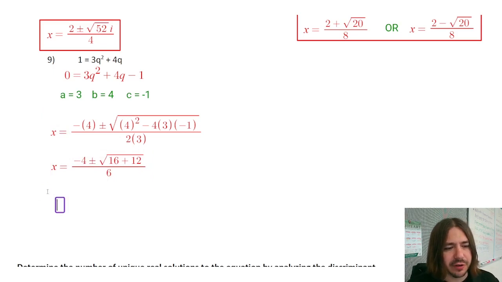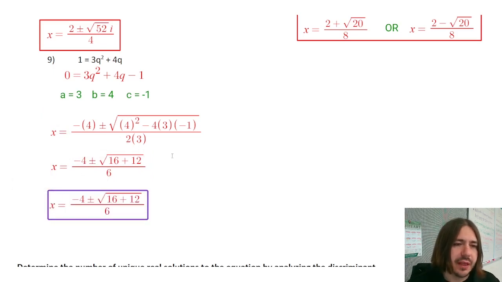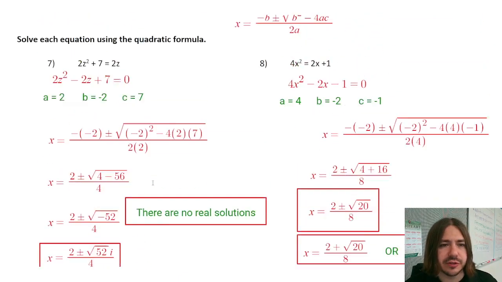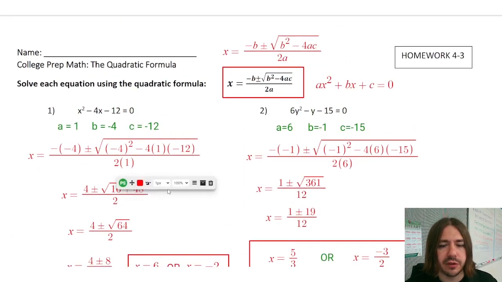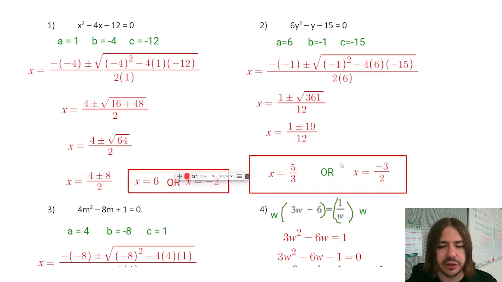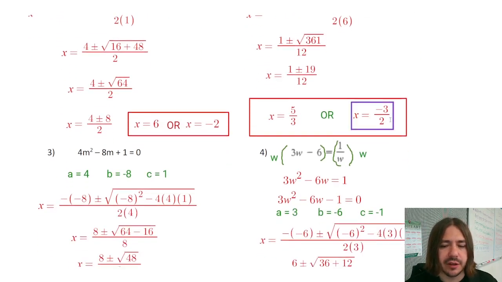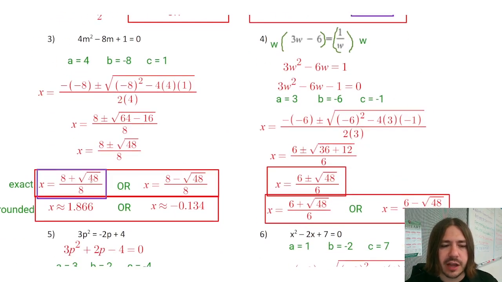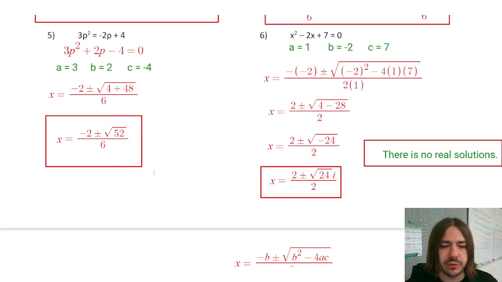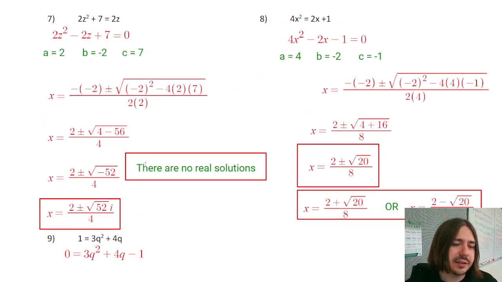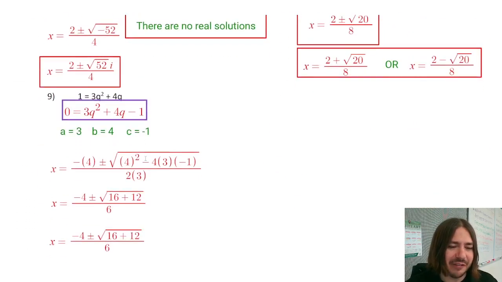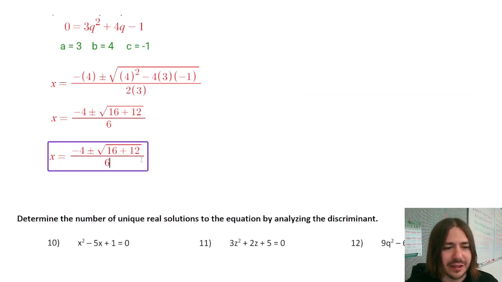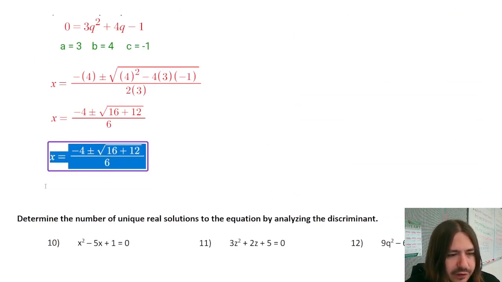Something that might be worth mentioning here is if you do end up getting rational solutions, like the first few problems, where we got numbers like 6, -2, 5/3, these are all rational. That means that you could have solved it by factoring. Now, if you get these irrational numbers like square root of 48 or square root of 52, that means that you would not be able to solve it by factoring.